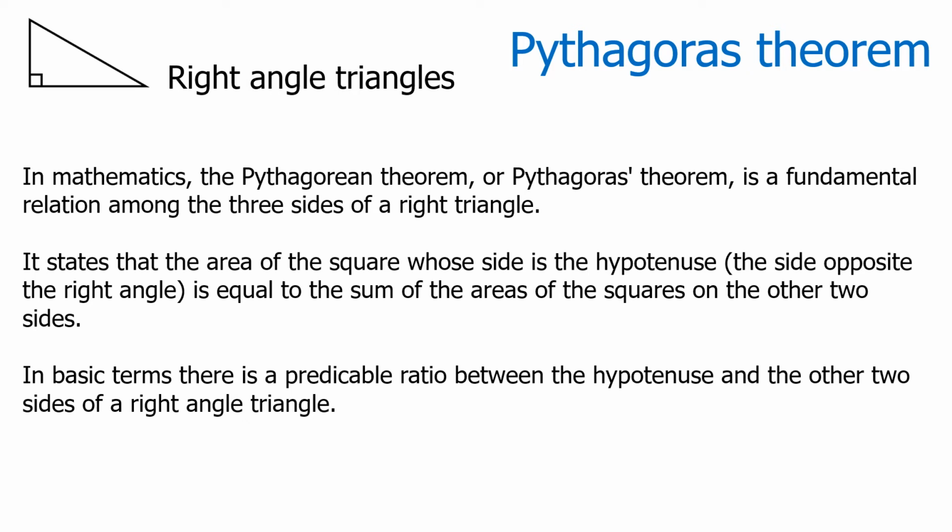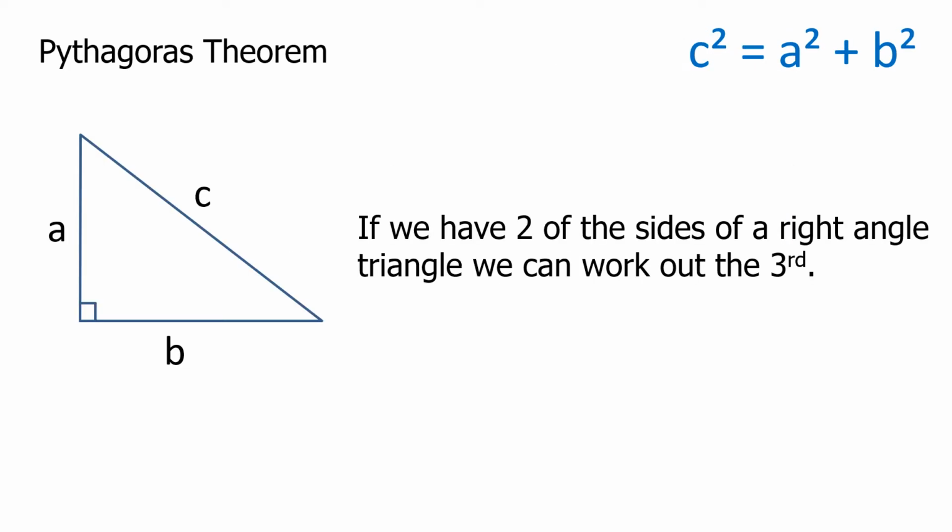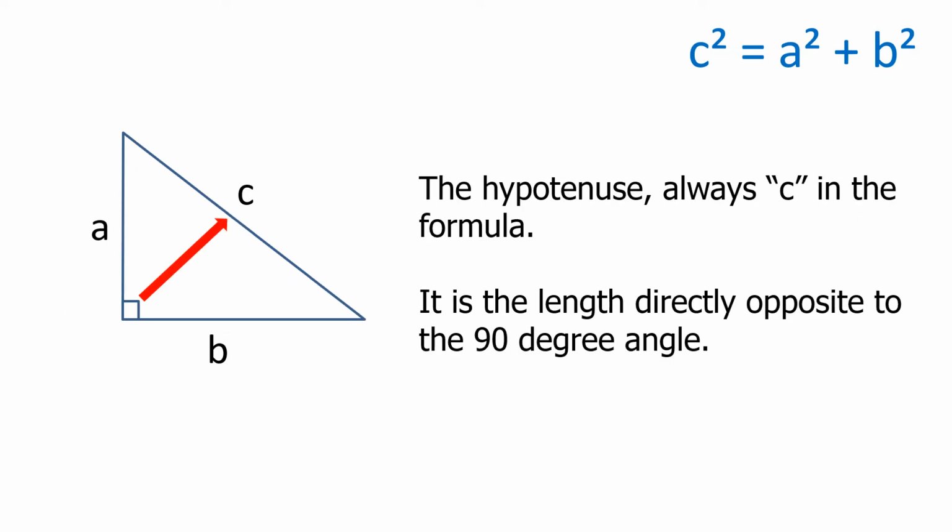In mathematics, the Pythagorean theorem or Pythagoras theorem is a fundamental relationship amongst the 3 sides of a right angle triangle. In plain English, there's a predictable ratio between the hypotenuse, which is the longest length of the triangle, and the 2 other lengths or sides. In other words, if we have 2 sides of a right angle triangle, we can work out the third.